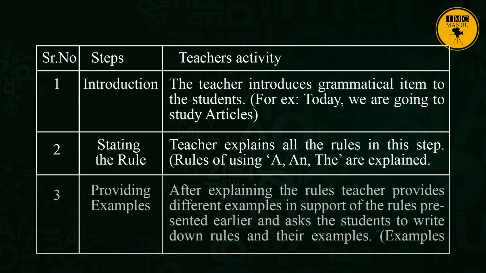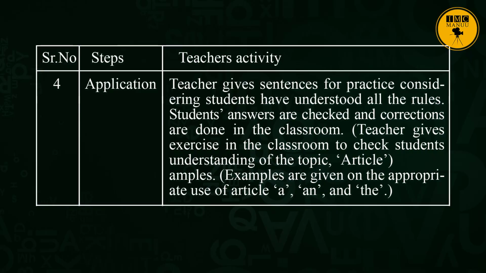The third step is providing examples. After explaining the rules, teacher provides different examples in support of the rules prescribed earlier and asks the students to write down rules and regulations in their examples. The fourth step of deductive method is application. In this step, teacher gives sentences for practice, considering students have understood all the rules. Students' answers are checked and corrections are done in the classroom.